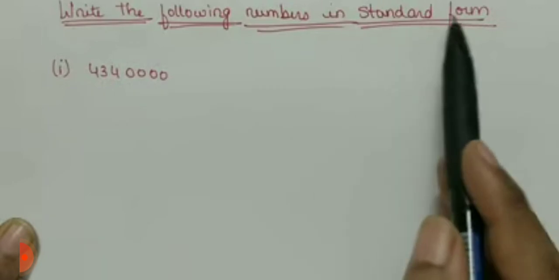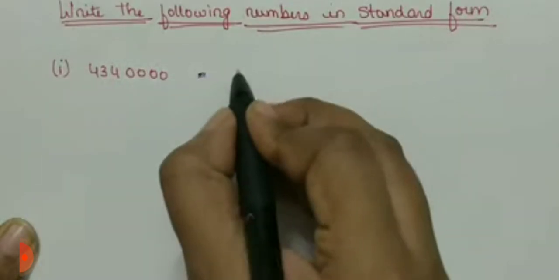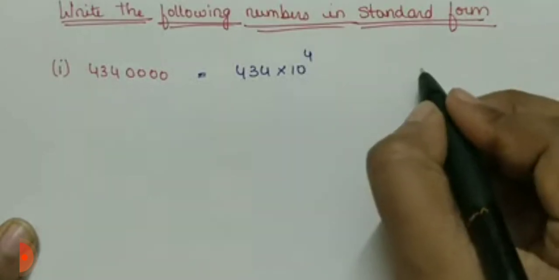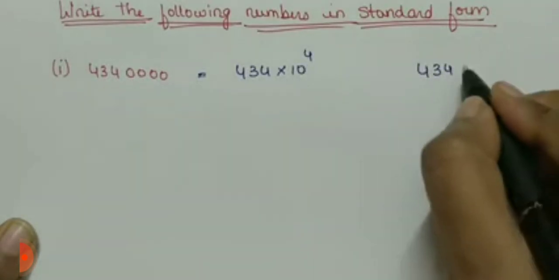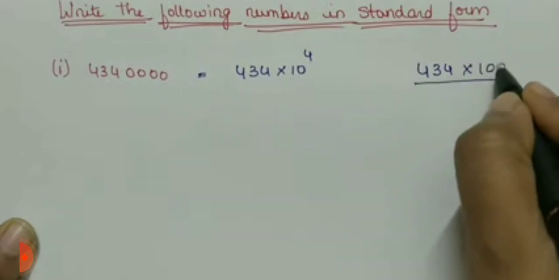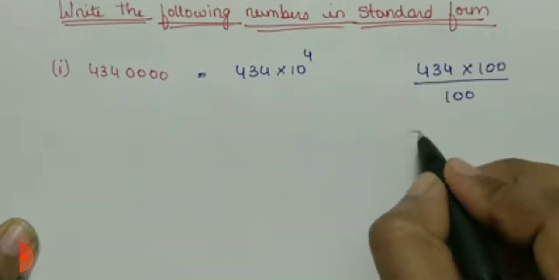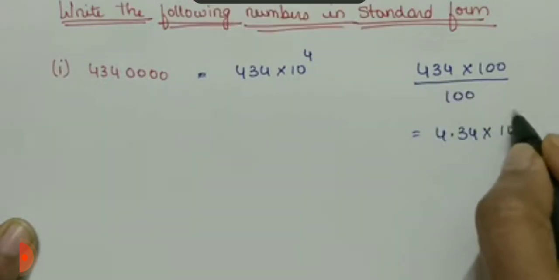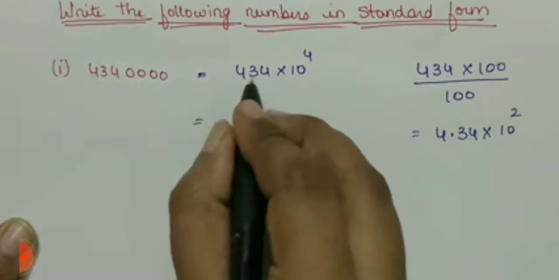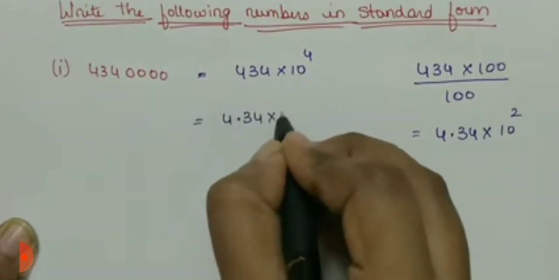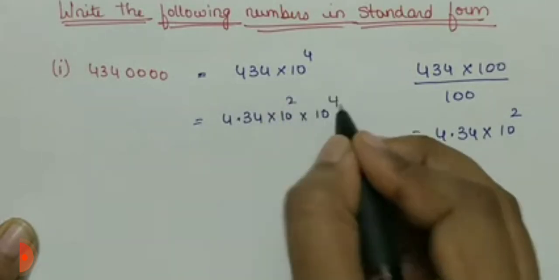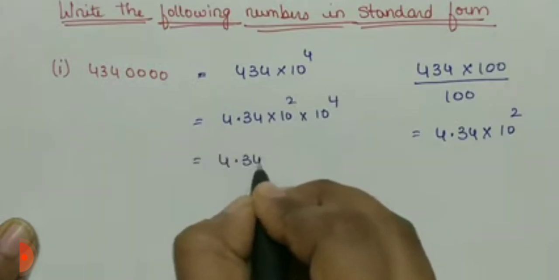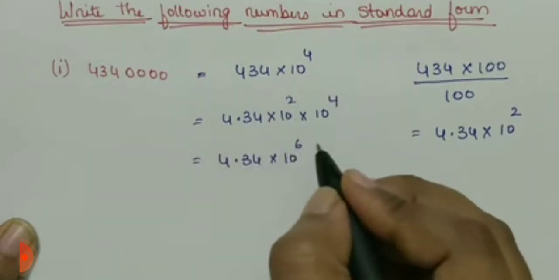Write the following numbers in standard form. First one, it can be written as 434 into 10 to the power of 4. Take 434 and multiply and divide with 100. Now it is equal to 434 divided by 100, which is equal to 4.34 into 10 square. So 434 equals 4.34 into 10 square into 10 to the power of 4. Bases are same, so add the exponents. 4.34 into 10 to the power of 6. It is in standard form.